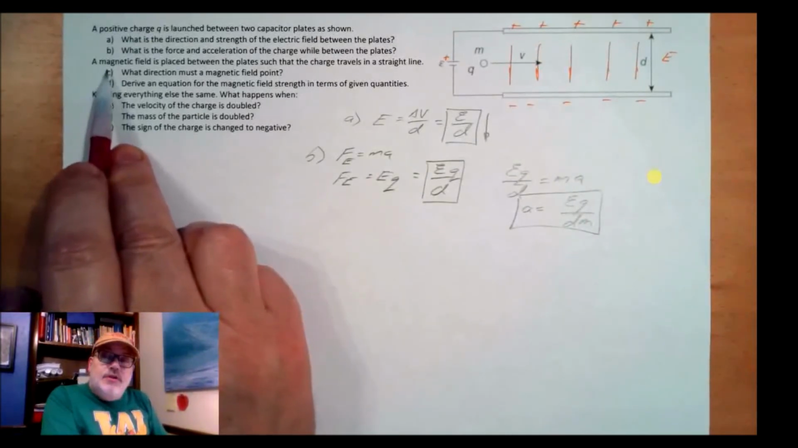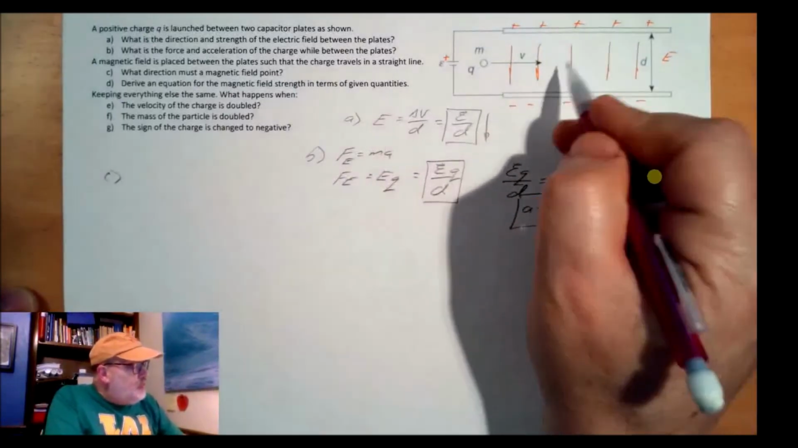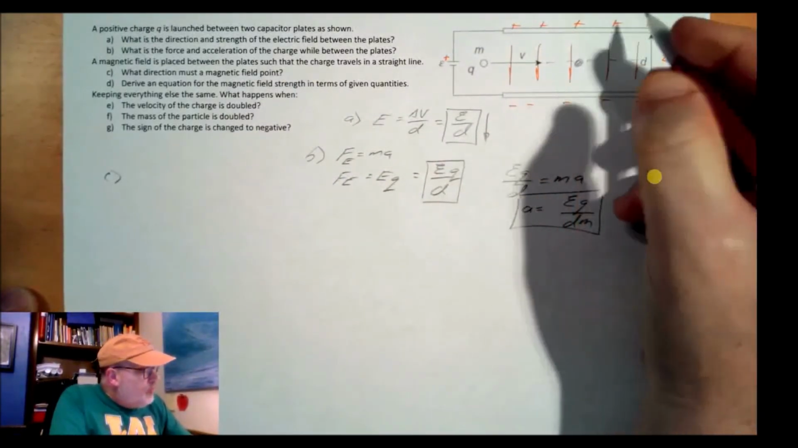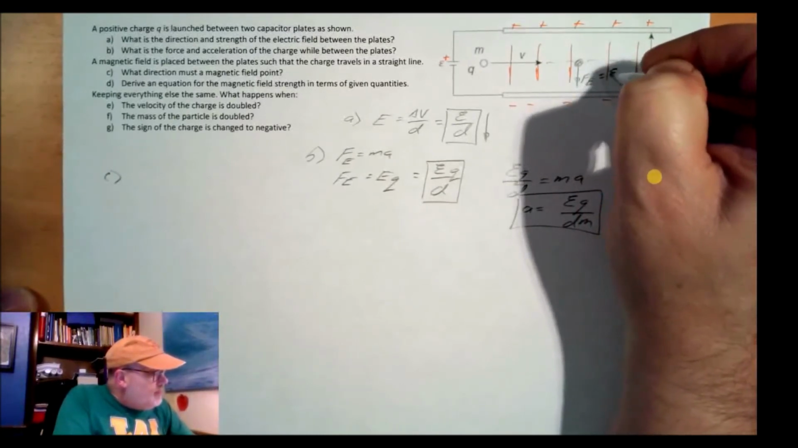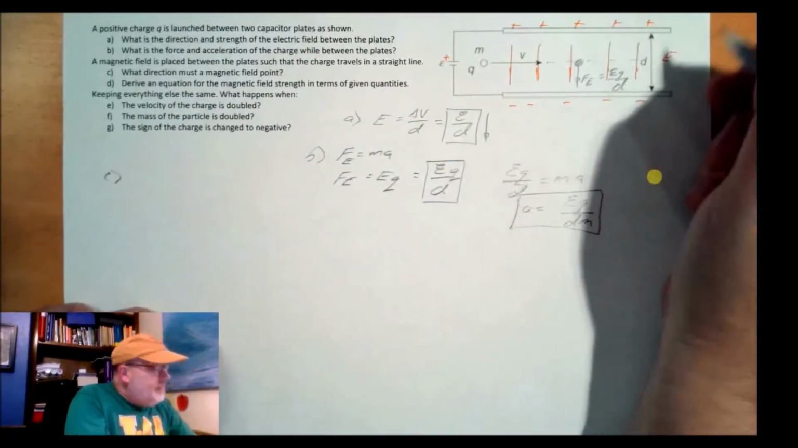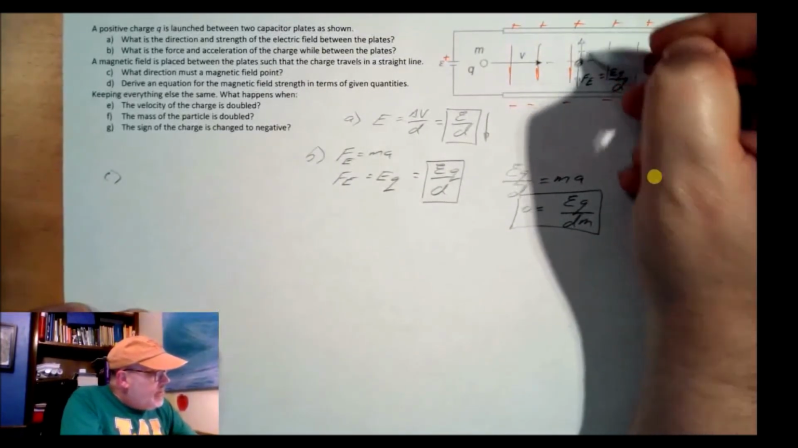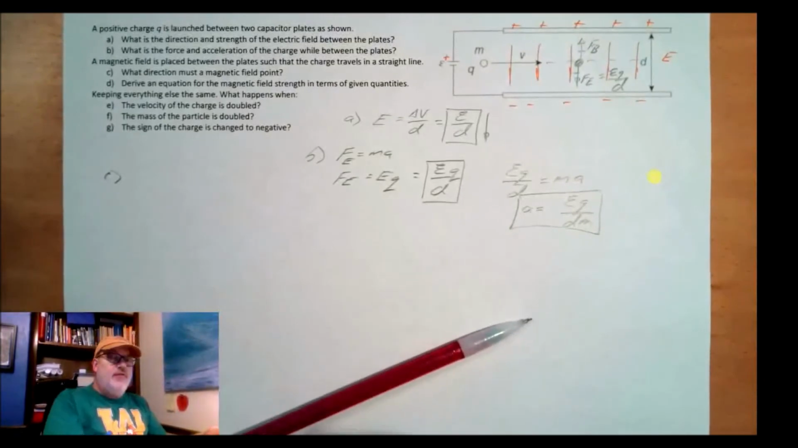Okay, now we're going to put a magnetic field in between the plates so that this charge goes through in a straight line. Now, in order for that to happen, here's the charge. We already know it's getting an electric force downward, which is EMF Q over D. We need a force upward to cancel that out. It has to be equal and opposite. So we need a magnetic force up.